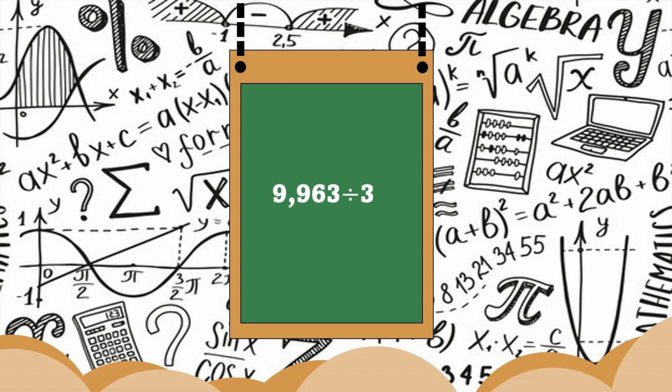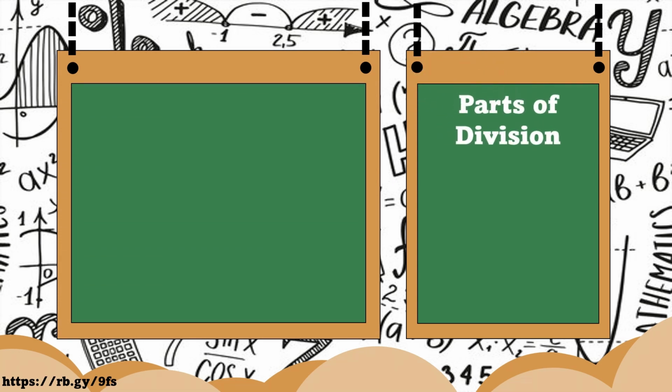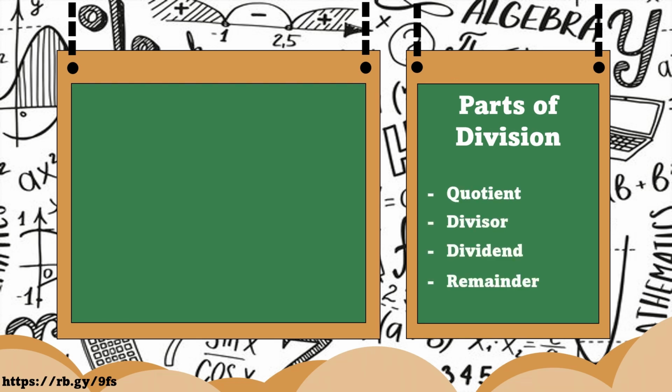9,963 divided by 3. By doing that, let's make it simpler with a step-by-step process of dividing. But first, let's talk about the parts of division. In parts of division, we have the quotient, divisor, dividend, and the remainder.